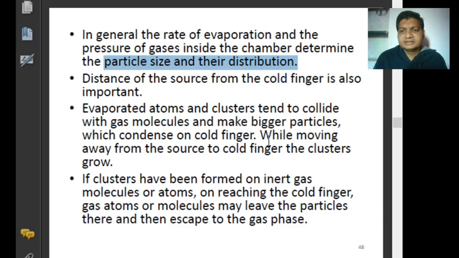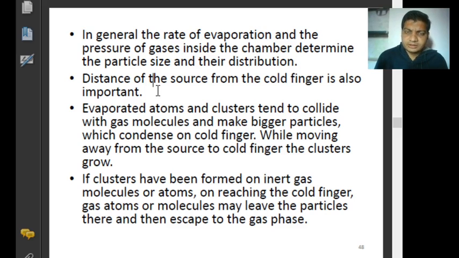So particle size means the nanoparticle size, whatever we want, and we can change it by using the pressure of the gas, like they are saying. The rate of evaporation and the pressure of the gas inside the chamber determine the particle size and their distribution.